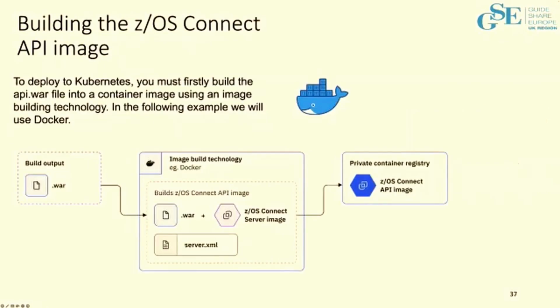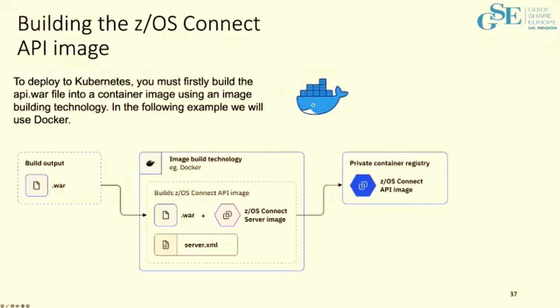So building the API image is using container build technologies such as Docker, Podman, Buildah. Basically anything that can produce an OCI compliant image can be used to build the z/OS Connect API image that you need to build for your API. So you take that WAR file, you then take the extra configuration files that you need around connection information, security information, and things like that. They get copied into the image, and then you have your API image built out the back of it.